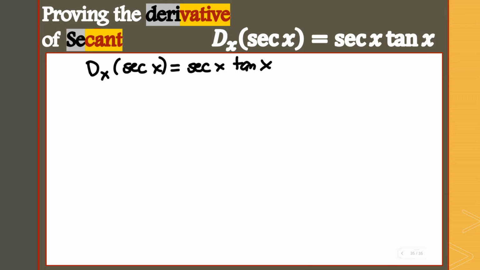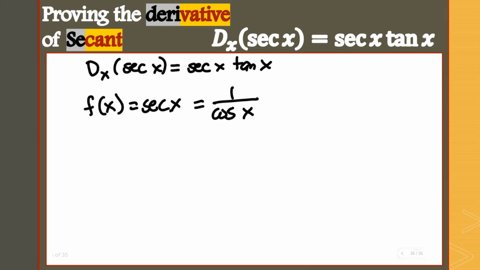Now, we need to show the truth value of this using a proof. But first, let us deal with the proper way of proving this. We will no longer use the definition, but instead, we will look into the relationship of secant x to cosine. Because if f of x is secant x, this could be interpreted as 1 over cosine x, or the reciprocal of cosine x. With this in mind, we can use this idea to show the given differentiation rule.